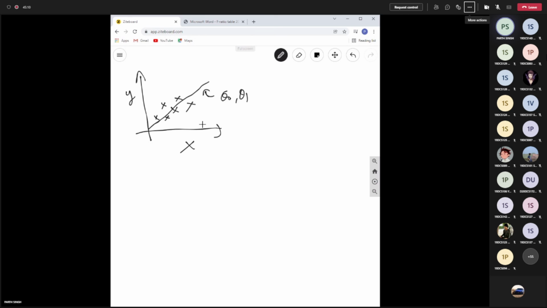मैं ऐसा भी कह सकता हूँ थीटा 0 एंड थीटा 1 का फंक्शन है. Now let's say I am also drawing again the same line. Let's say कि ये मेरा ग्राफ है. यहाँ पे मेरा एक डेटा पॉइंट है. स्पेसिफिकली मैं एक डेटा पॉइंट लेके बता रहा हूँ.